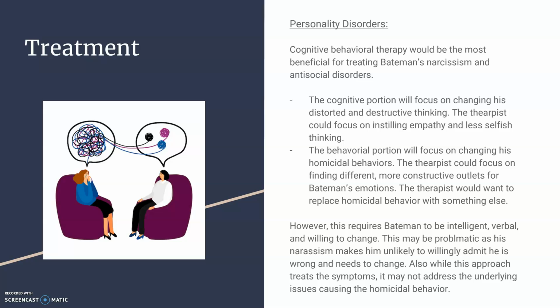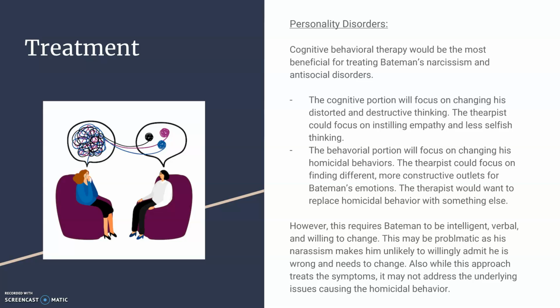When treating these three disorders, we have to break it down between personality disorders and schizophrenia. For the personality disorders, cognitive behavioral therapy would be best for treating the narcissism and antisocial disorders. The cognitive part would focus on changing his destructive thinking and instilling empathy and less selfish thinking, while the behavioral portion will focus on his homicidal behaviors and finding another outlet for his aggression instead of killing people. The therapist would act on instilling empathy and replacing these behaviors.